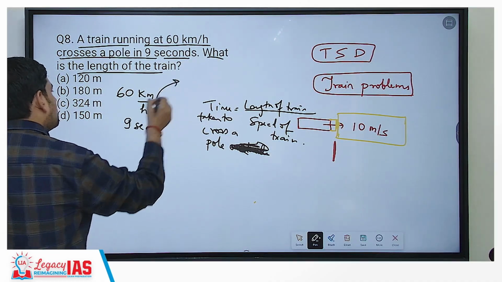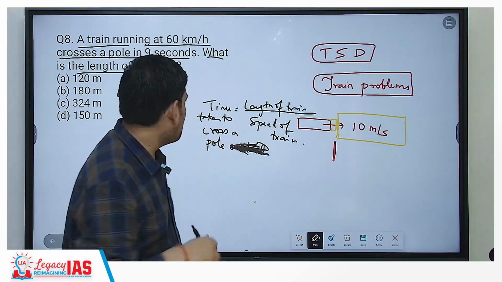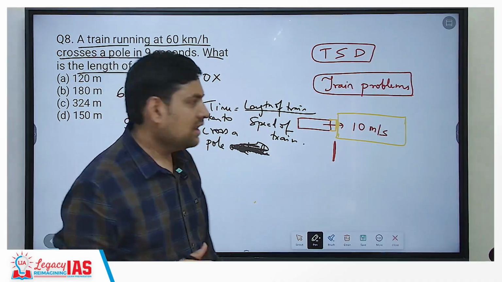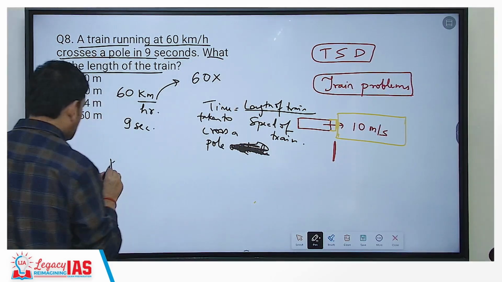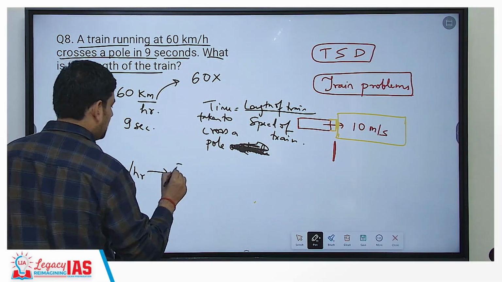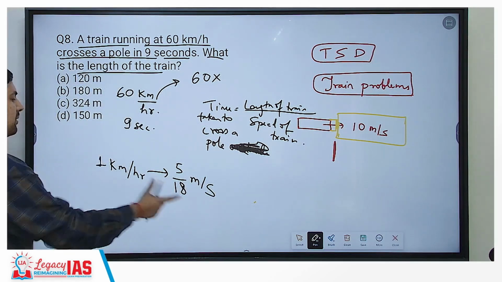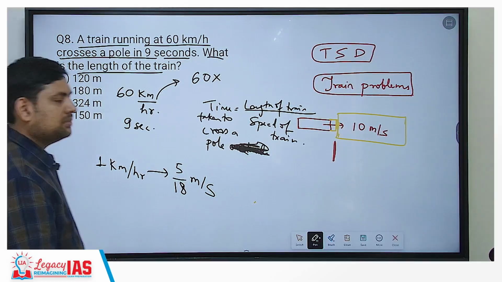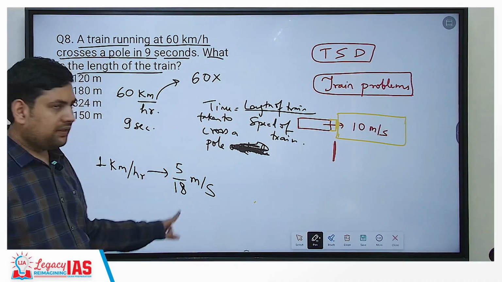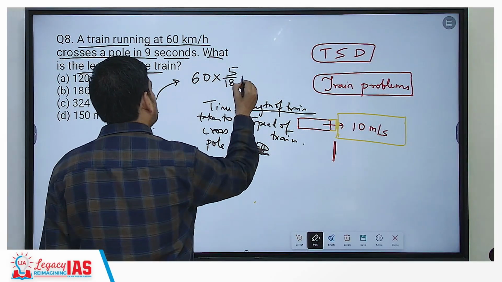So what you can first do, you can convert this 60 kilometer per hour into meter per second. How you can do this? This will be kilometer per hour to meter per second. How is the conversion? See, the conversion is fairly simple. If you have to go from kilometer per hour, then 1 kilometer per hour is equal to 5 by 18 meter per second. And opposite will be when you have to change from meter per second to kilometer per hour. So if it is 60 kilometer per hour, it will be how much in meter per second? 60 into 5 by 18. Okay, so you get 60 into 5 by 18 meter per second.